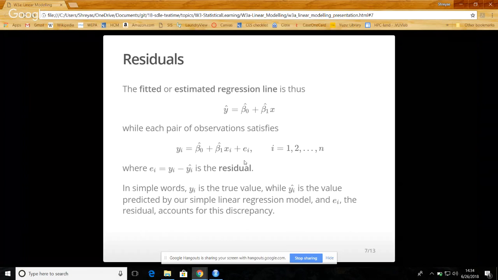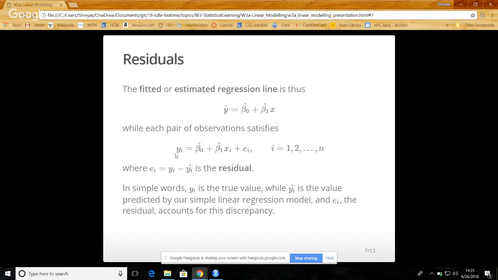Then let's talk about a few more terms, like residuals. So we have the equation y hat equals beta naught hat plus beta 1 hat x. And if you notice the difference between this equation here and this one here, you see there is no error term. That is because y hat represents the estimated value, but yi represents your true value.